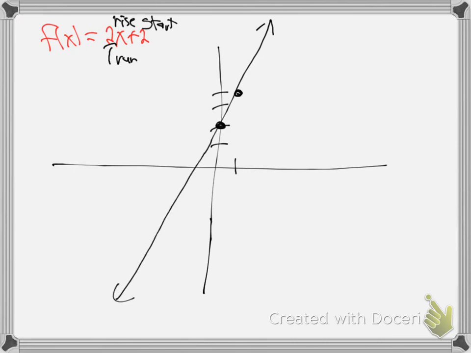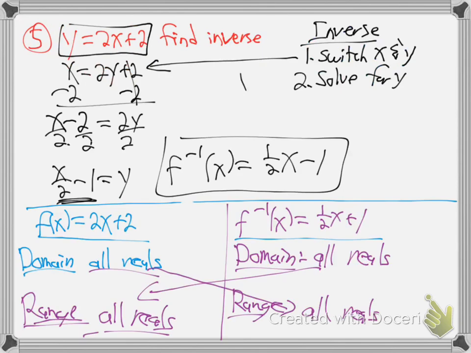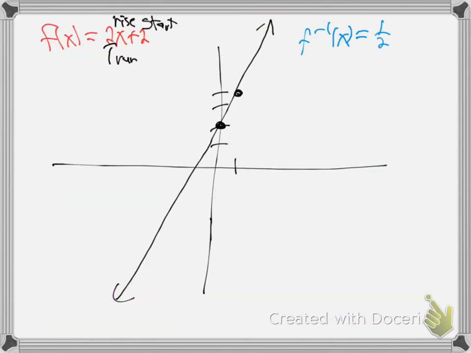There's that line. And now for the other one, the inverse function, what was it, a half x plus 1? That one starts up at 1, and then the rise over the run for him goes up 1 over 2. So right there.